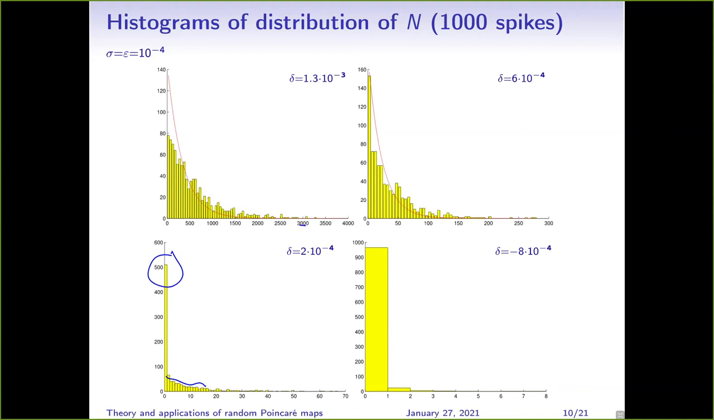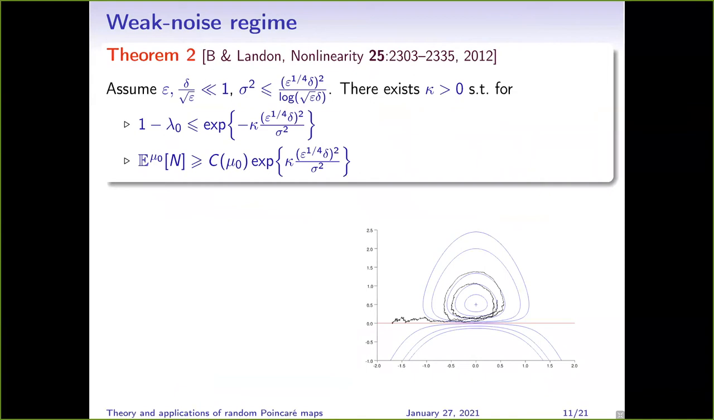Okay, so this is a first qualitative result, but we would like actually to be more quantitative if possible. And here's a more quantitative result. It tells the following. Assuming that epsilon is sufficiently small and delta is sufficiently small compared to square root of epsilon. And remember, delta smaller than square root epsilon means I have a focus.